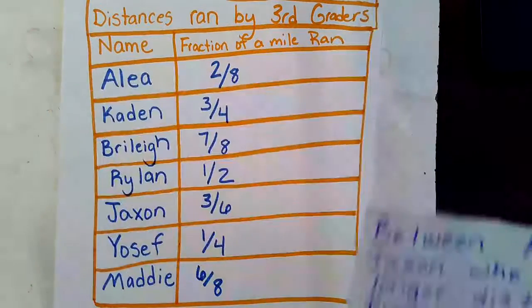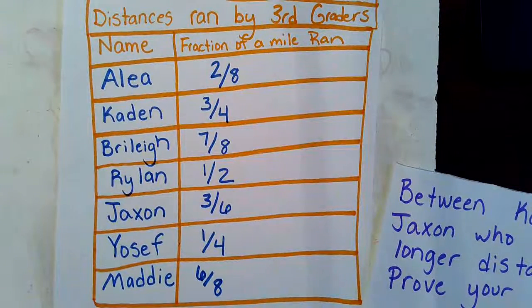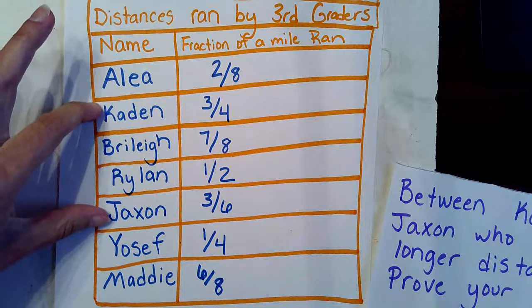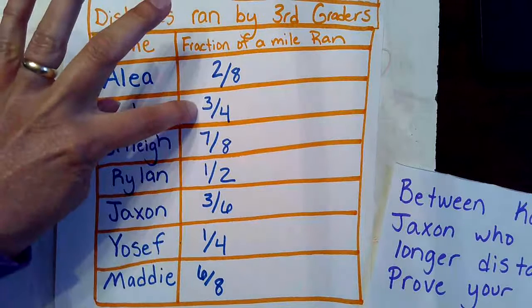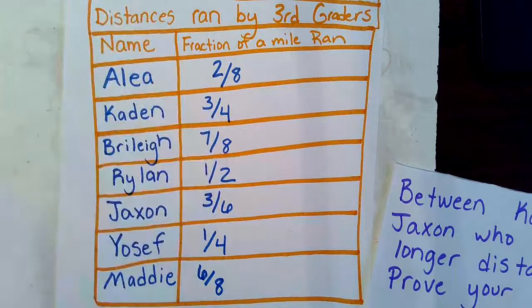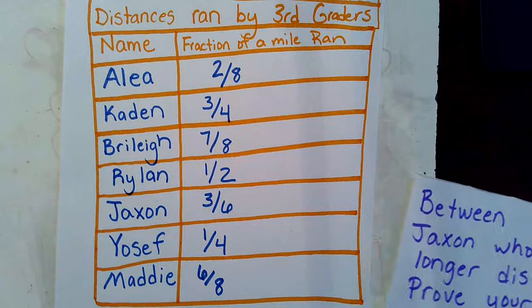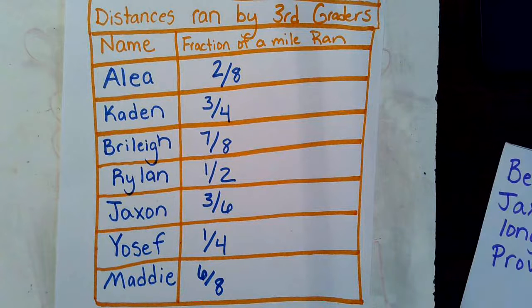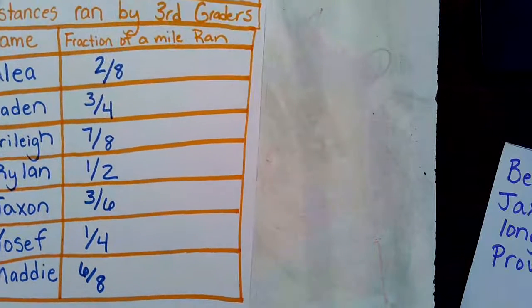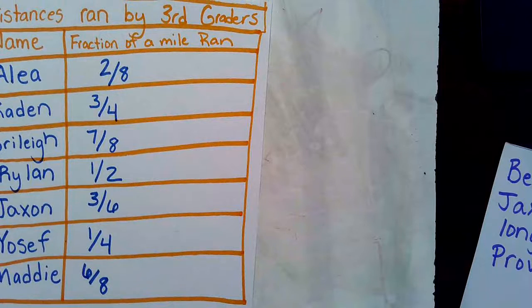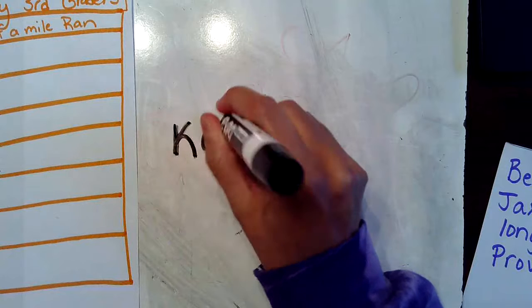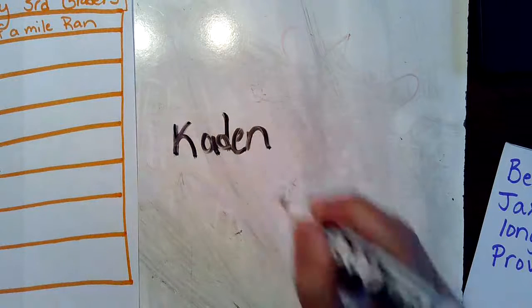So I'm going to move this out of the way. Hopefully you can see the whiteboard here. And hopefully this marker works. So we have Caden. Doesn't work very well. 3/4. And Jackson was 3/6. So between these two boys, who ran the longer distance?